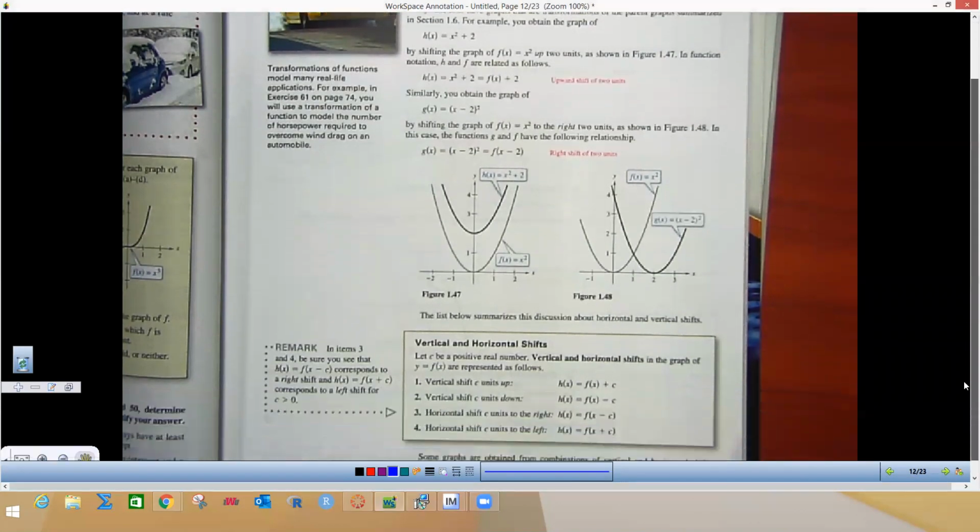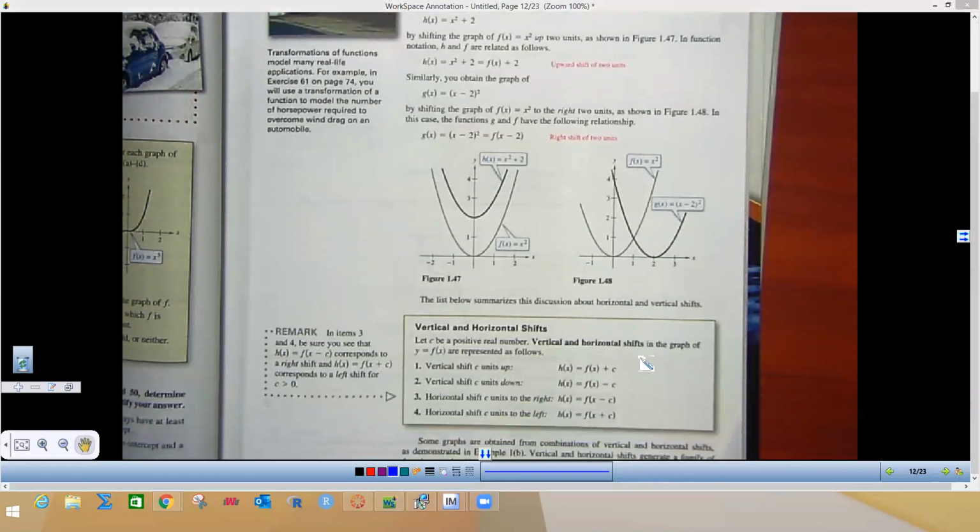If you look down here at the bottom of this page, you should have learned that if you add some constant to the function you're starting with, if you add a c, that's going to move the whole graph up, which is called a vertical shift, because vertical's up and down. A vertical shift up, whatever that c value is, up that many units. So if that was a 3, it would move everything up 3.